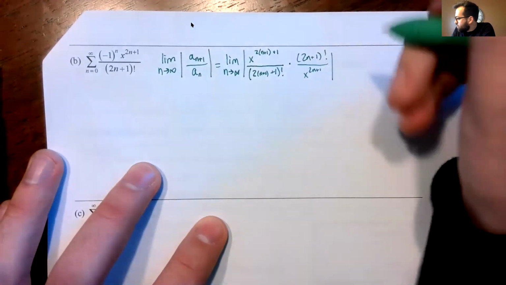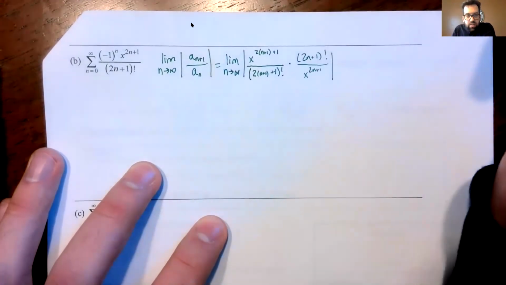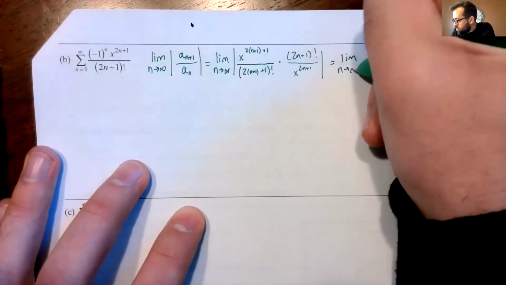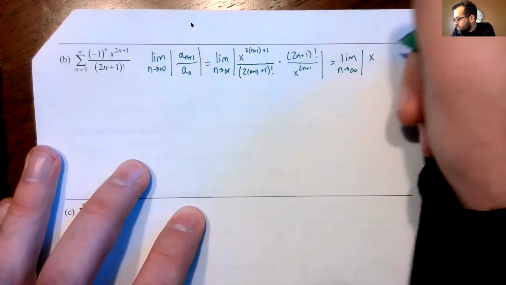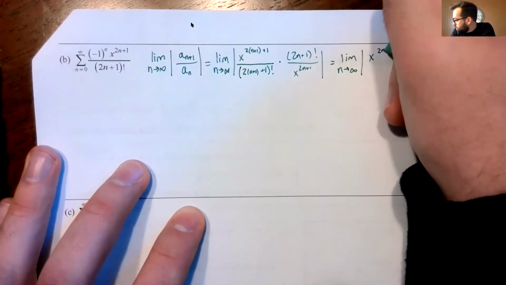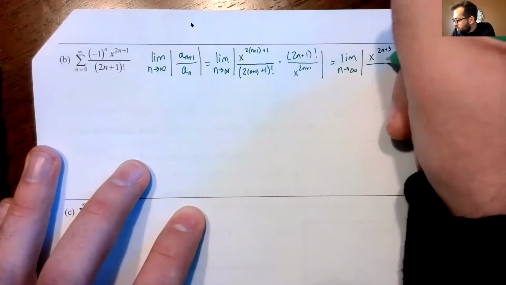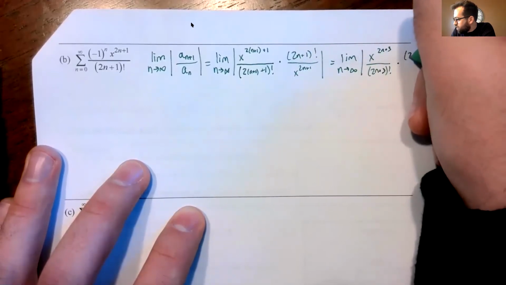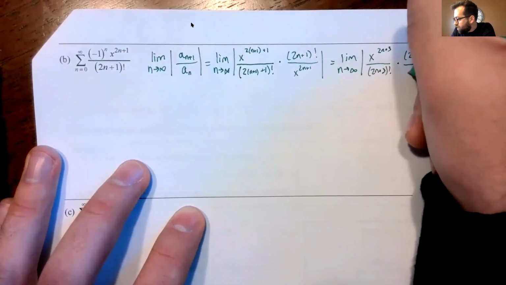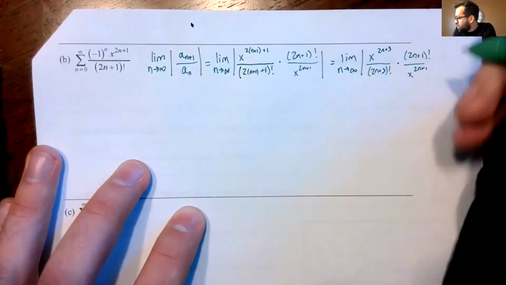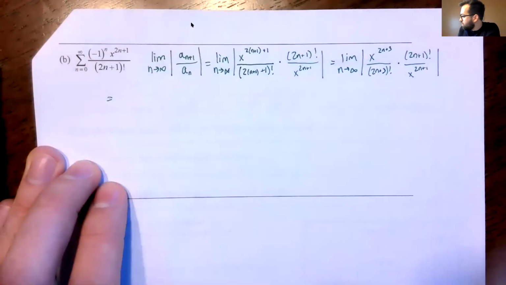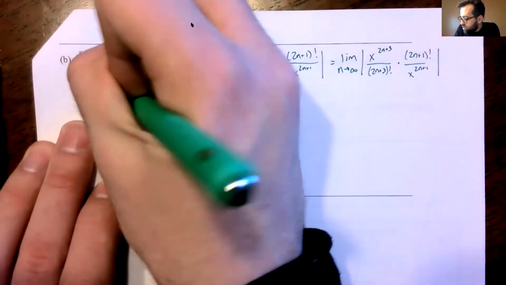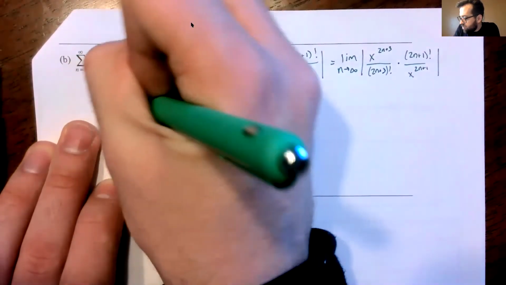And let's see what happens here. First, I'm just going to distribute those n plus 1s. So we get x to the 2n plus 3 over 2n plus 3 factorial times 2n plus 1 factorial over x to the 2n plus 1. And let's see what we can do to cancel some things out.